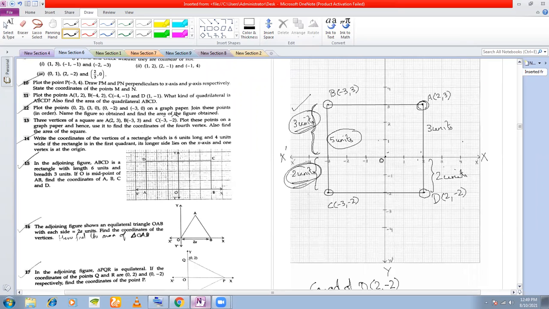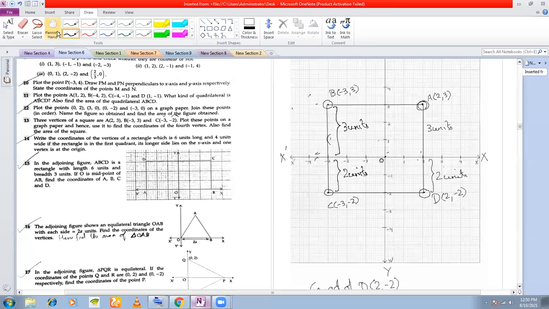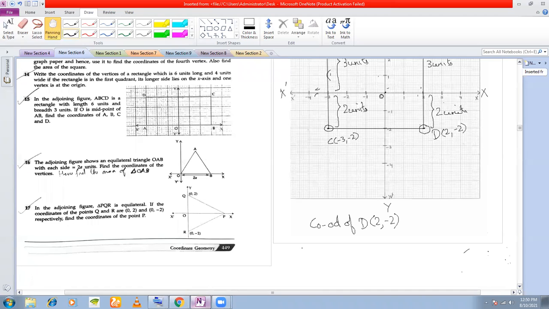Okay. Next part of the question says, find the area of the square. How will you find it? What is the formula for the area of a square? Square of each side, a square, isn't it? That is the area of the square. Let's find each side of the square. We just found out each side, right? This length is how much? 3 units. This length is how much? 2 units. So what is each side of the square? 5 units.